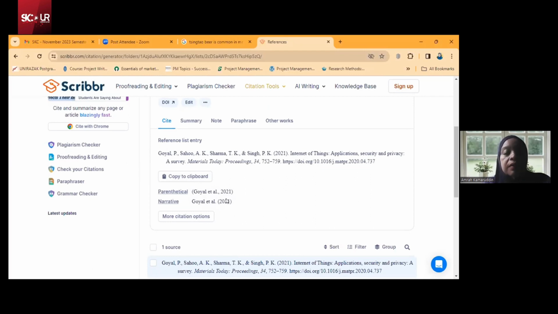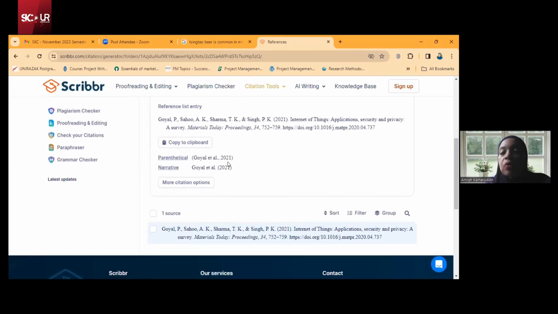And this is how you quote in your paragraph. So for example, Goyal, et al., this is in front, before you write any words. They call it parenthetical. Parenthetical means in front. If narrative, you put it at the back, after the words themselves. So maybe I'll just show you what is parenthetical and narrative.